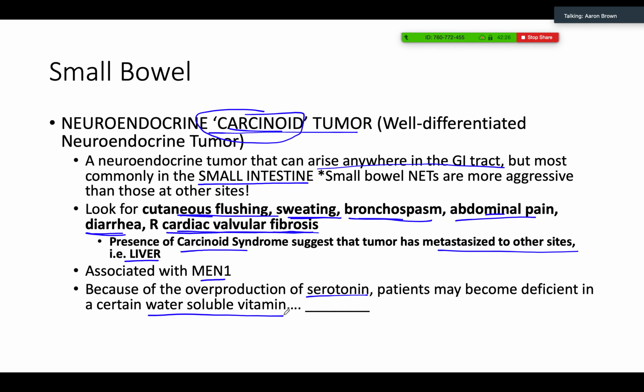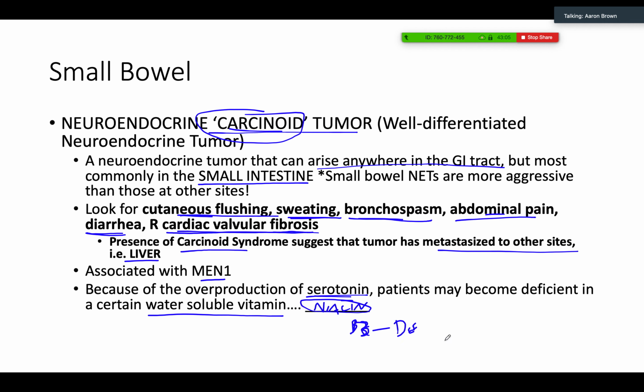Some of our vitamins, we have to get all of them exogenously. We have to consume them all in our diet. Some of them we can actually synthesize. When we get them in our diet, we use them to synthesize some of our neurotransmitters, like serotonin, for example. And so the vitamin that we need to synthesize serotonin is going to be niacin, vitamin B3. Okay. And so, if you are overproducing serotonin, that is going to use up all of your niacin. You're going to end up with B3 deficiency.